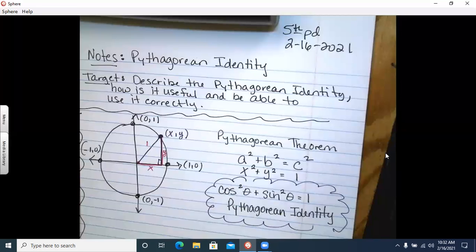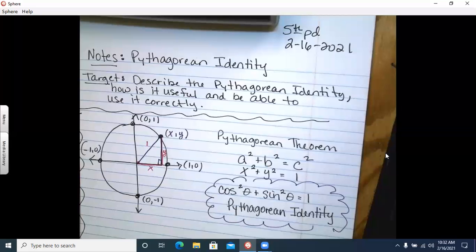So what the Pythagorean identity is good for is if I just know the cosine of theta, I can use the Pythagorean identity to find the sine of theta. Or if I just know the sine of theta, I can use the Pythagorean identity to find the cosine of theta, okay?